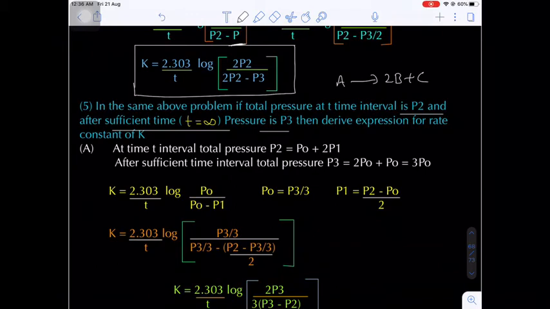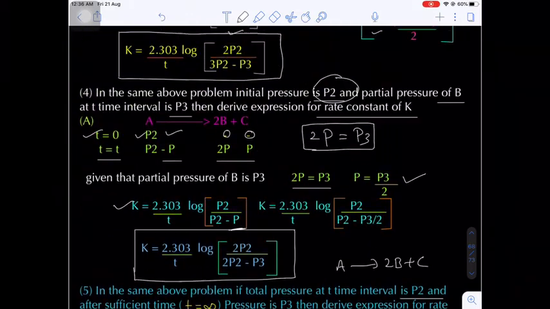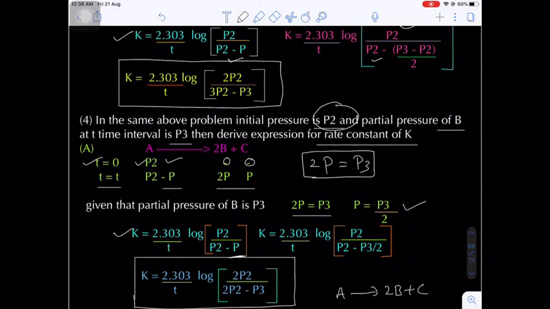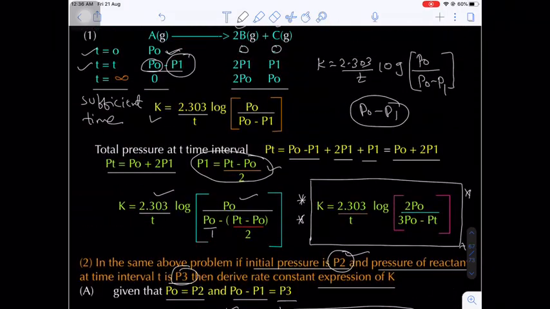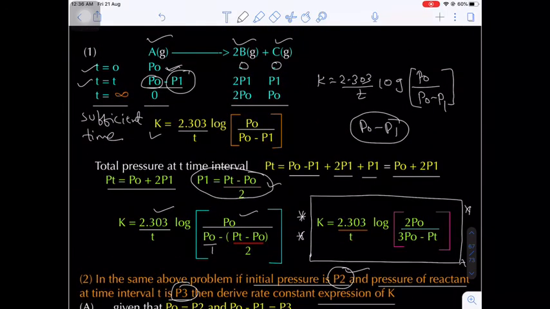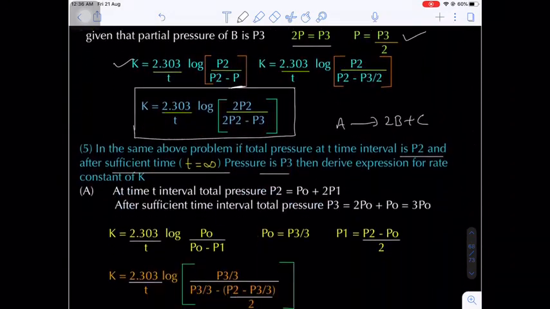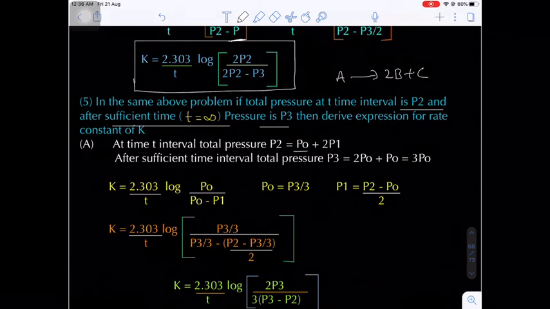Now at a certain time interval T, what will be the total pressure here actually? P0 plus 2P1. Are you getting my point? That value in the given question is P2. So P2 will be equal to P0 plus 2P1.